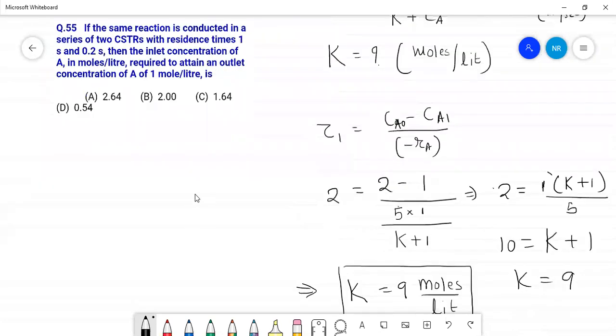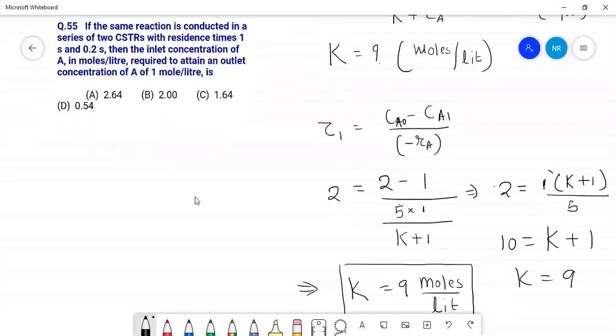Now they have asked another question. If the same reaction is conducted in a series of 2 CSTR with residence times of 1 second and 0.2 second, these residence times give the information that the two CSTRs do not have the same size. They have a different size, and due to that reason they have different residence times. What inlet concentration of A in moles per liter is required to attain an outlet concentration of A of 1 mole per liter? It means you have to find the initial concentration of A entering the reactor.